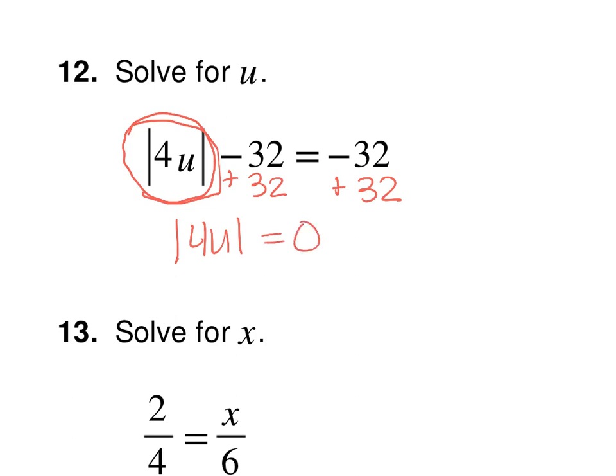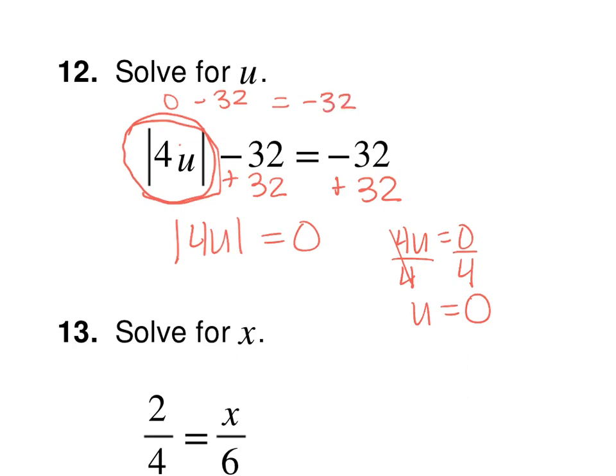This is just like problem 11. 4u equals 0. We're going to divide by 4, u equals 0. If we have 4 times u, that's 0. Yeah, 4 times 0 is 0. Minus 32 on our check. 0 minus 32 does equal negative 32. So that one again is correct.